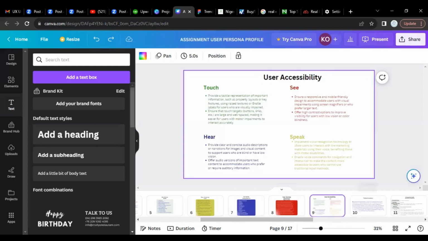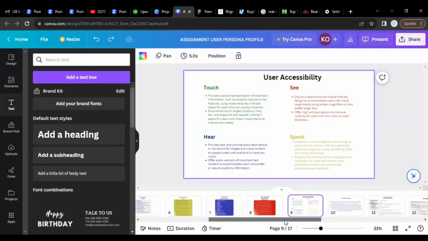Yeah. As we see in accessibility, I already discussed. Let me put some basic things here. Okay. So touch, see, hear, and speak are four different accessibilities. Generally, what you have to think is, whenever we design or try to create some kind of app, we have to think about accessibility.